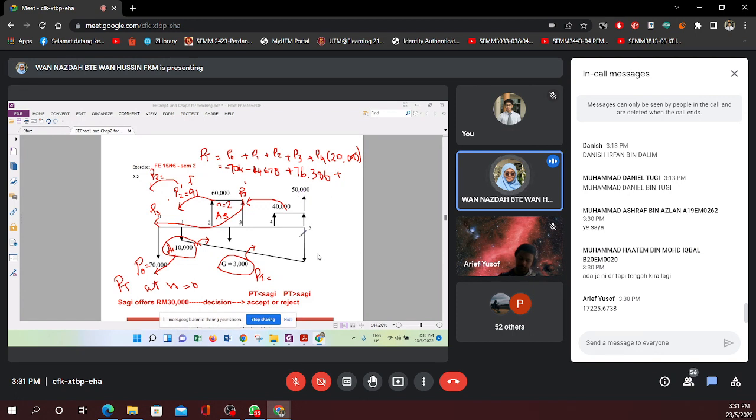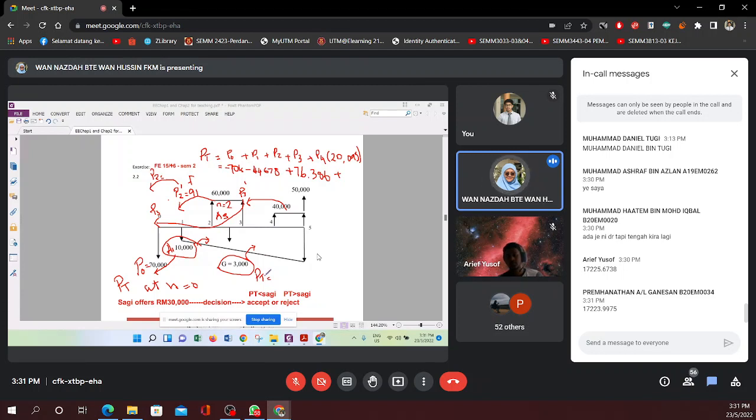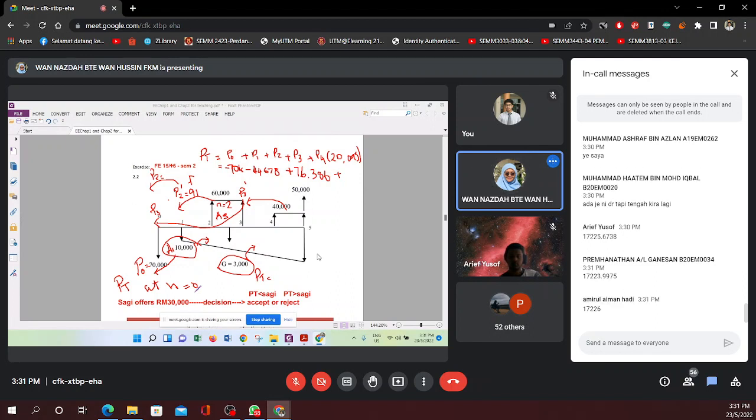Alright, so can I get the P total? Once you get the P total value, then we can make a decision. Make sure, it doesn't matter whether it is a positive or negative value. If it is positive, what should you do? If positive more than 30,000, you can reject the SEGI offer because you can get more revenue from your investment.